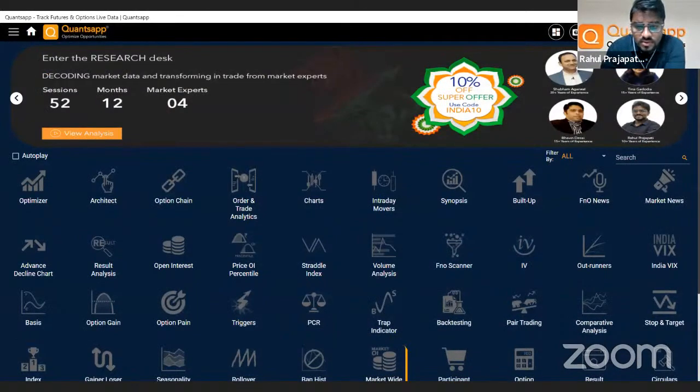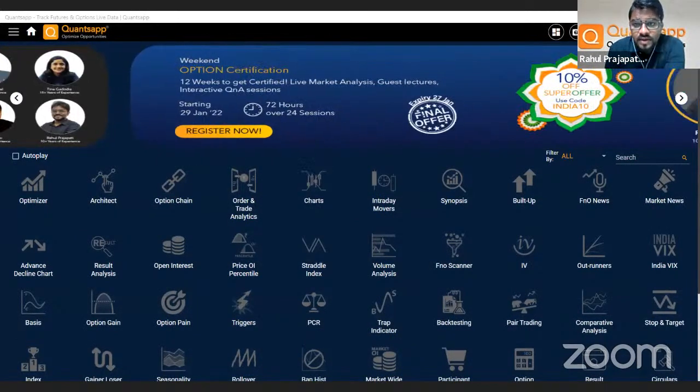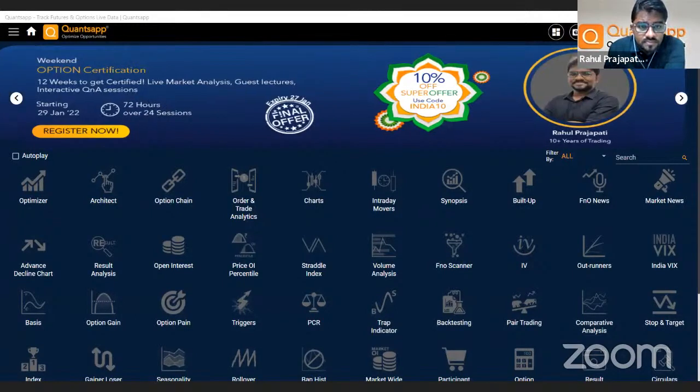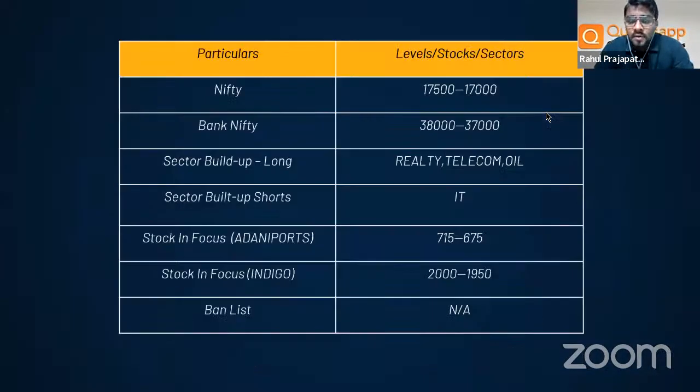So let's come to the final summary. So we are okay with the range 17,500 and 17,000. So 37,000, 38,000 is the range for Bank Nifty specifically. Now, Realty, Telecom, and oil stock shows a long build up in the last trading session. Specifically, we have shorts in IT.